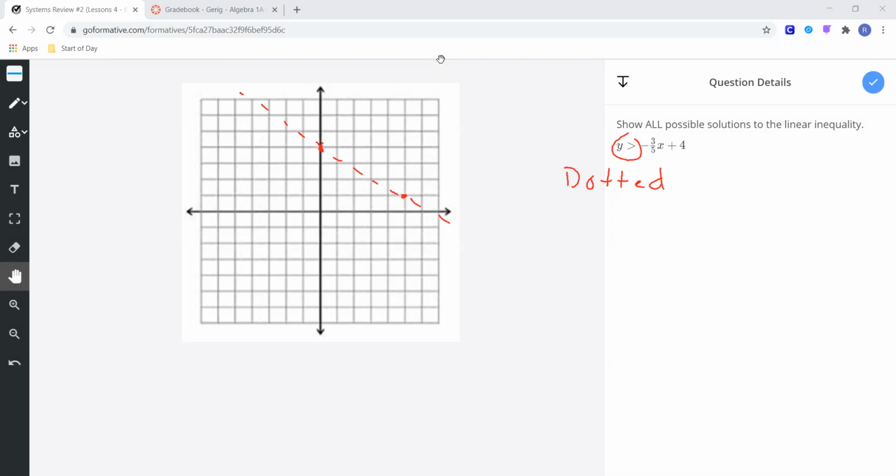And then it's greater than, so it's going to be above. So above would be here. That's it, that one's done.